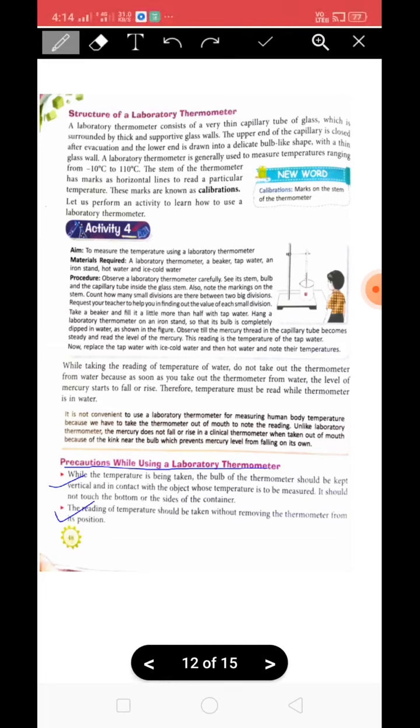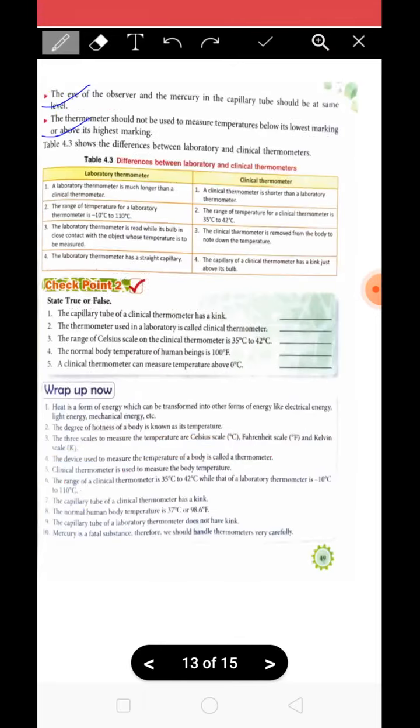While the temperature is being taken, the bulb of the thermometer should be kept vertically and in contact with the object whose temperature has to be measured. It should not touch the bottom or the side of the container. Second point, the reading of temperature should be taken without removing the thermometer from its position. Third point, the eyes of the observer and the mercury in the capillary should be at the same level. Fourth, the thermometer should not be used to measure temperature below its lowest marking or above its highest marking. Okay, now next question.